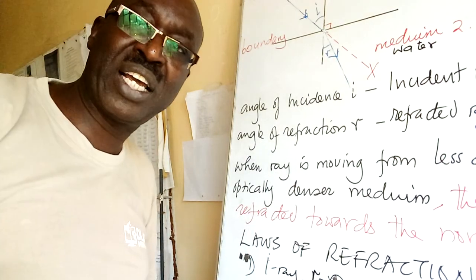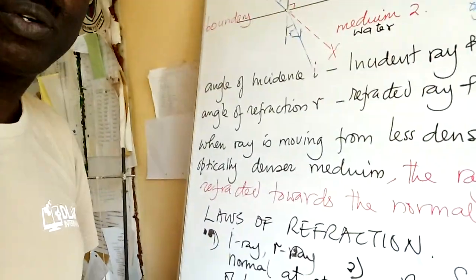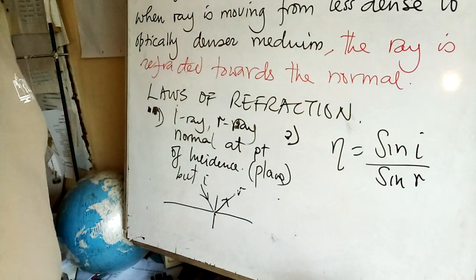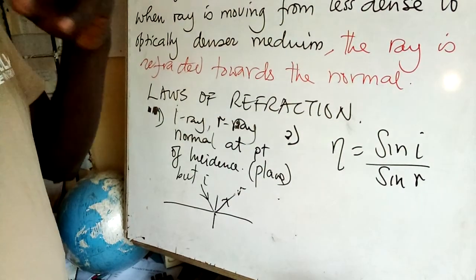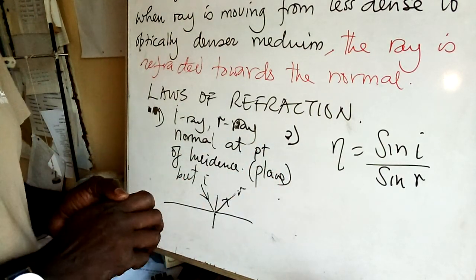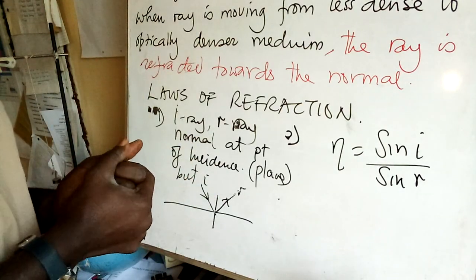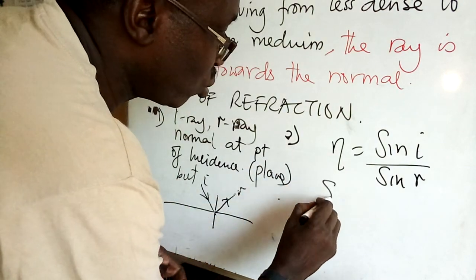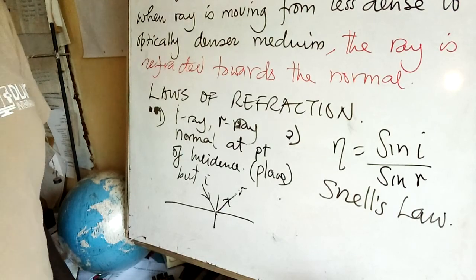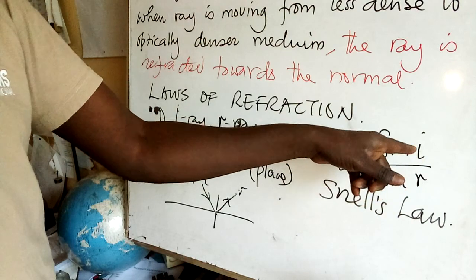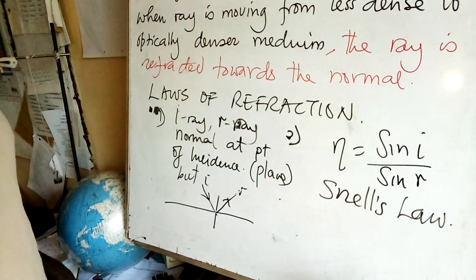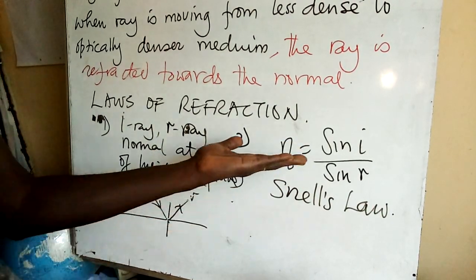Then the second part of the laws of refraction pertains to the angle. This is the ratio of the angle of incidence to the angle of refraction being a constant. This was studied by Snell, and in honor of his work, it is also known as Snell's law. Snell's law states that the ratio of the sine of the angle of incidence to the sine of the angle of refraction is a constant. This is what Snell studied and developed.